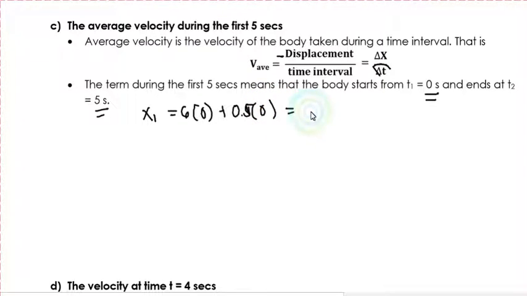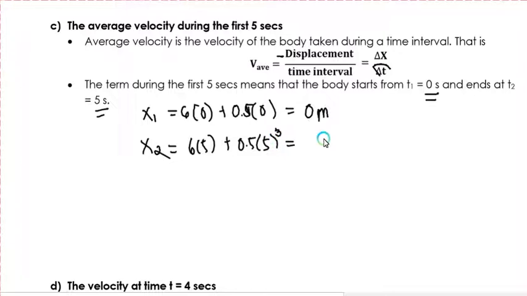So our first value for x, or our position, will be equal to 0. Next we have x sub 2. Given that we need to find the value at 5 seconds, the time we need to consider is 5 seconds. So we have 6 times 5 plus 0.5 times 5, which is cubed. So this is our value for x sub 2.